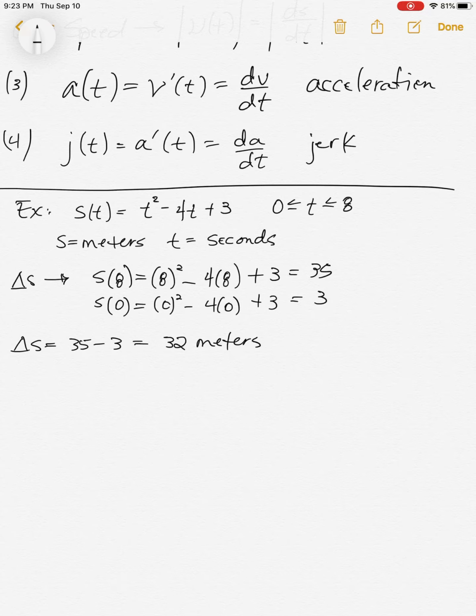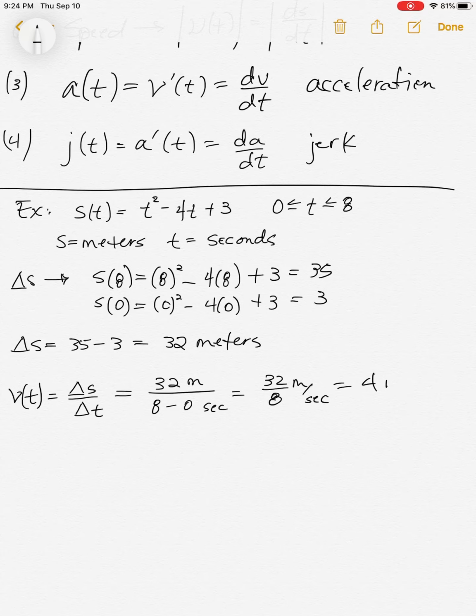The problem also wants us to find the average velocity. We know that average velocity is equal to displacement over the change in time. The displacement is 32 meters, and the change in time: the ending time was 8 seconds, the starting time was 0. So that gives us 32 divided by 8 equals 4 meters per second. So that took care of that.